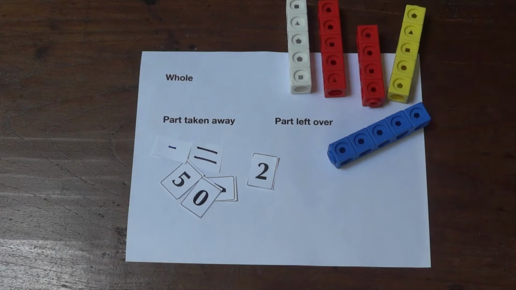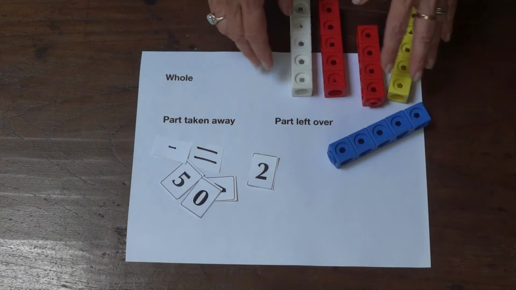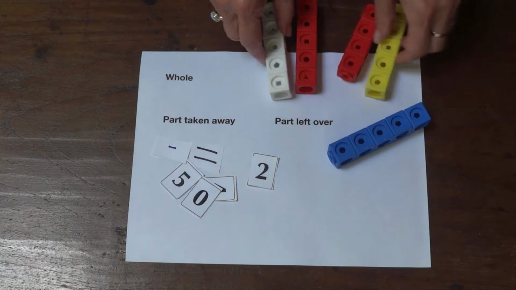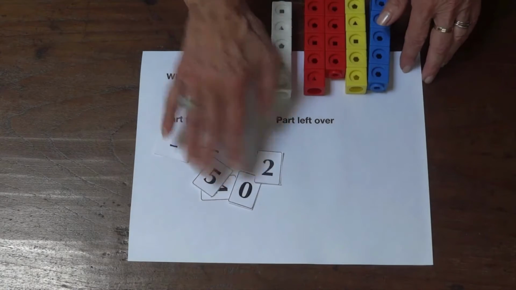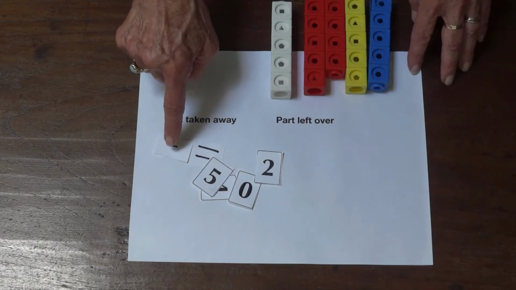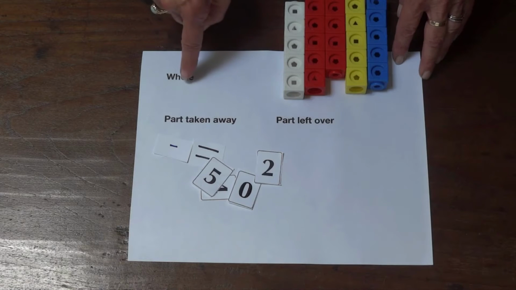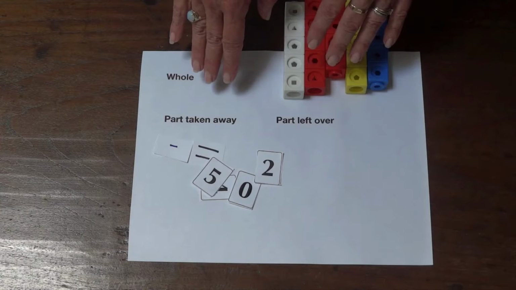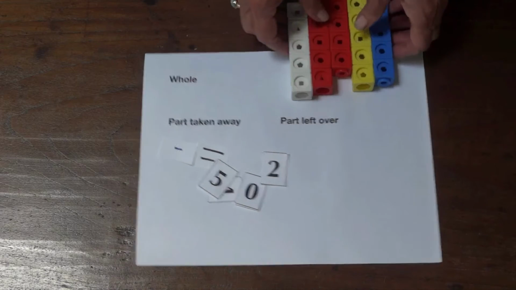Today's materials will be the number bars, which are similar to the bars we see in Symphony Math. And you'll notice, since we're working only to 5, that I made my bars of one color, the 5 bars of one color. I've got the number cards, the equal sign, and the subtraction sign, which I downloaded from the Symphony Math support page. And I also use the environment I see on Symphony Math with bars so that it will help students understand that subtraction also means the part taken away from the whole and what is left over.